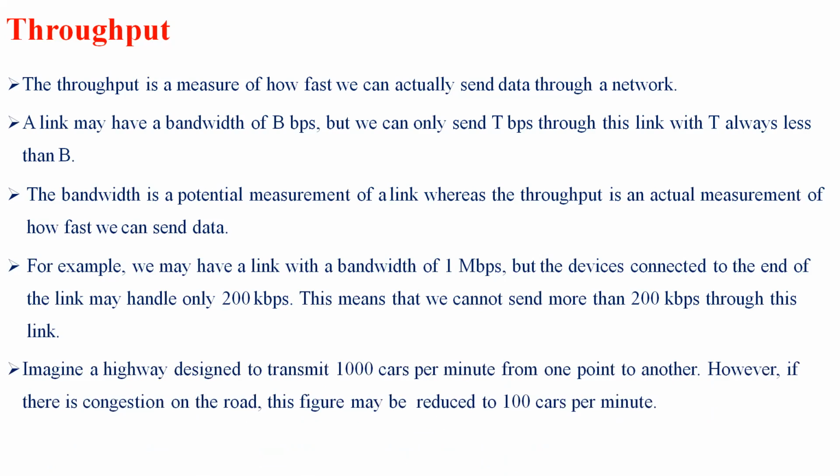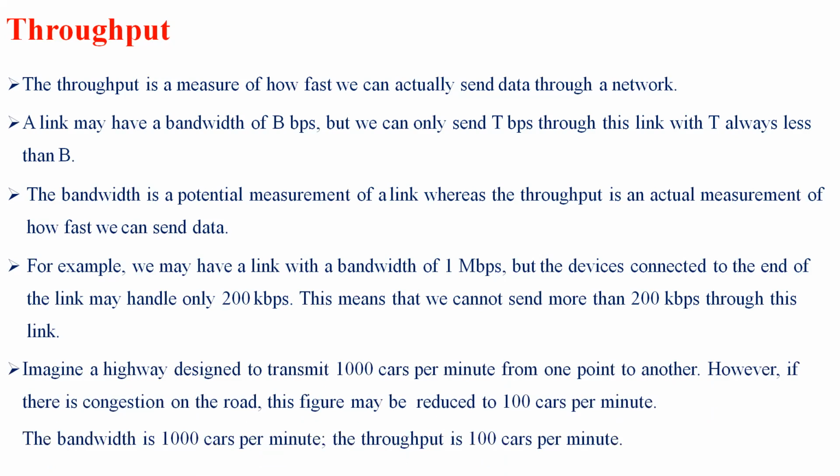Imagine there is a highway designed to transmit 1000 cars per minute from one point to another point. However, if there is a congestion on one road, this figure may be reduced to 100 cars per minute. So the throughput is 100 cars per minute. The next is latency.